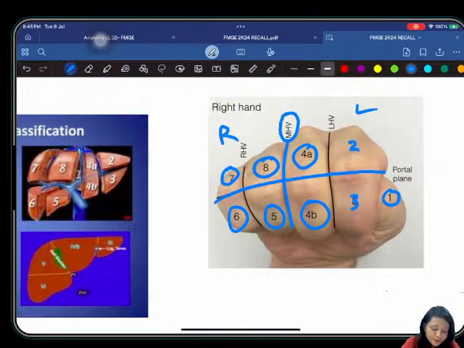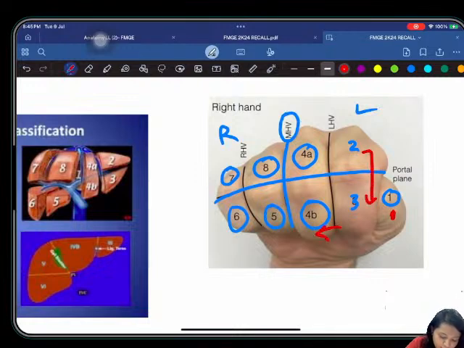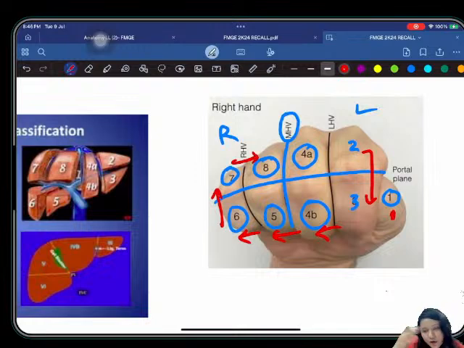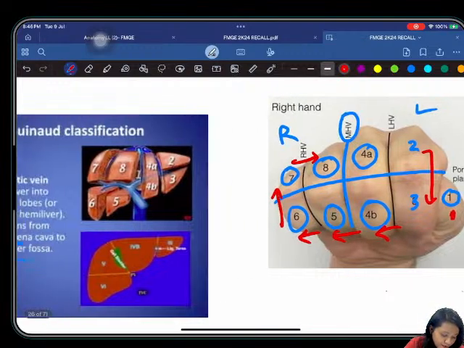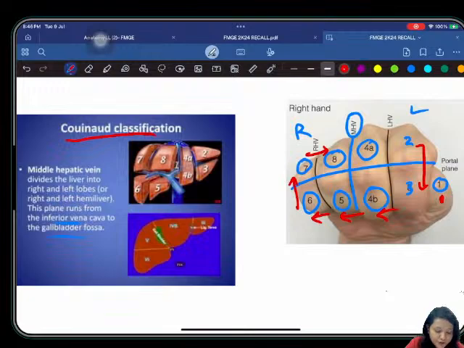Or you can also remember 1, and then you can go 2, in this way. 1 is behind, then 2, then 3, then 4, then 5, 6, 7, and 8. So it is going in a clockwise direction. If you are choosing the right hand, it is mostly going clockwise. If you choose the left hand, it will be anti-clockwise. So that is how you remember the Couinaud segments. That is the Couinaud classification.